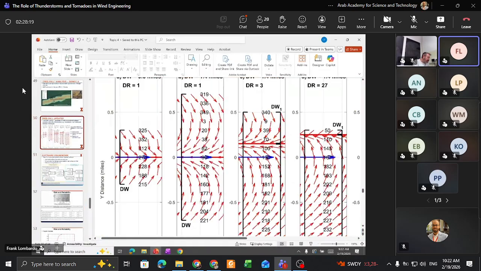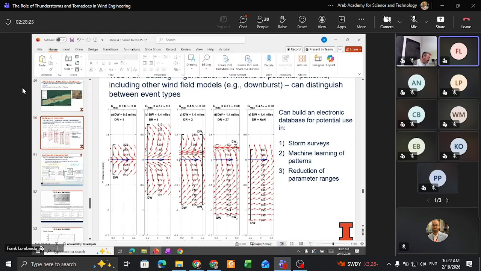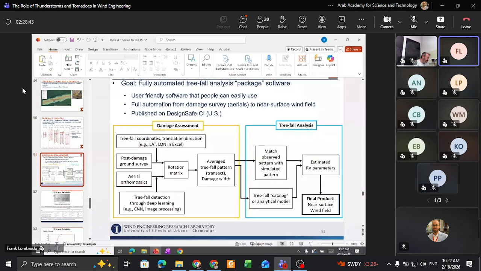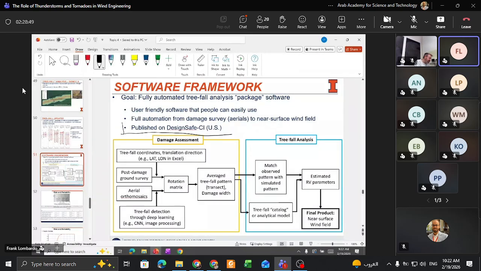So a couple different things then, if you're interested. Here's just an example too. This is similar to what Letzmann did way back in the 1920s, but basically a catalog of different patterns where you change your Gmax, you change your alpha, and you can see how the flow patterns change as you change those parameters. And if you're interested, there's software available, free for download on this page. This is called DesignSafe in the US. It stores a lot of hazard data from various hazards, including wind. So it's published there. If you're interested in downloading the software, taking a look at it, and testing it on things that you may see.